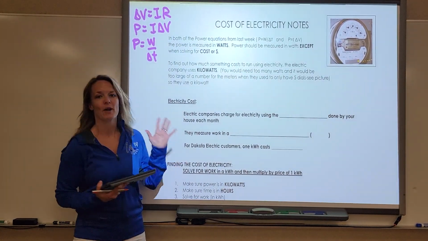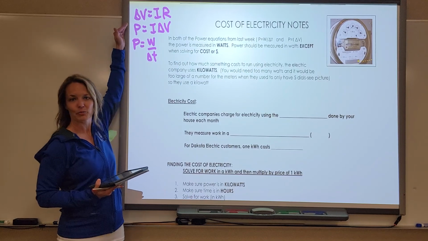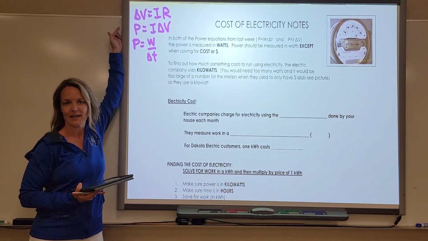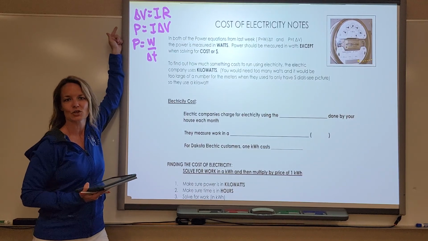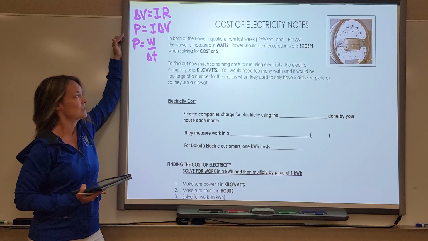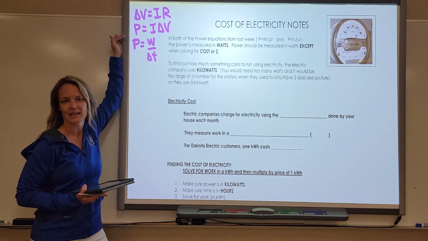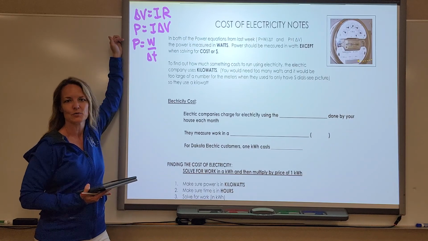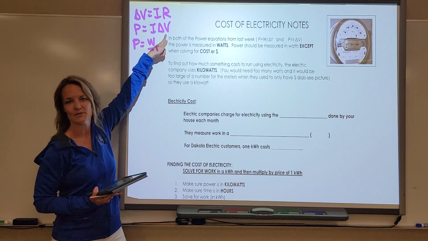So from last week, these are the 3 equations that we worked our way through. Delta V equals I times R. The voltage is equal to the current times the resistance. And then we have 2 power equations. One works specifically for electrical power. P equals I delta V. The power is equal to the current times the voltage.